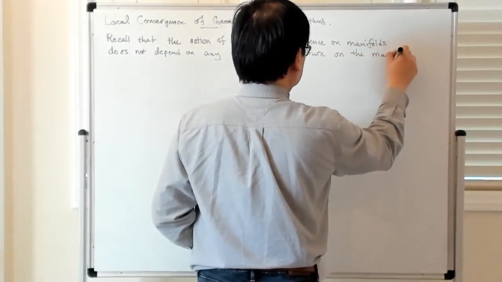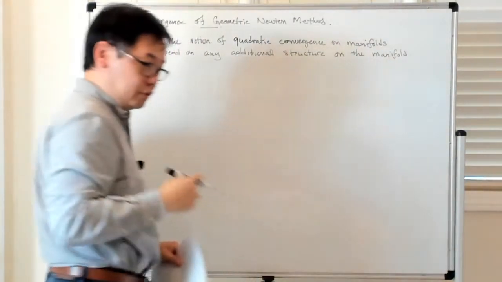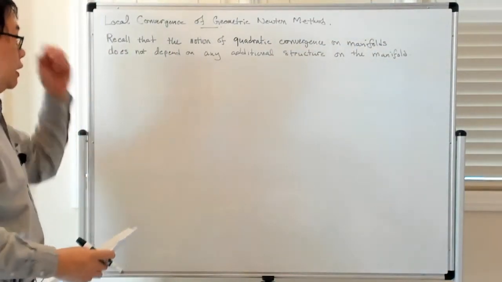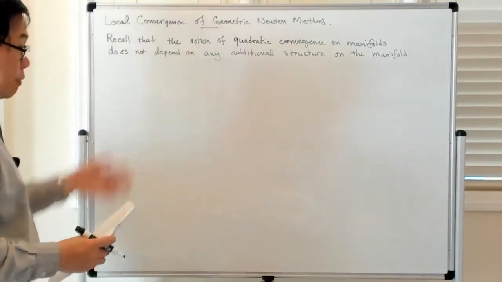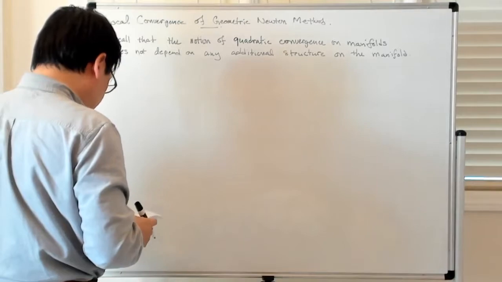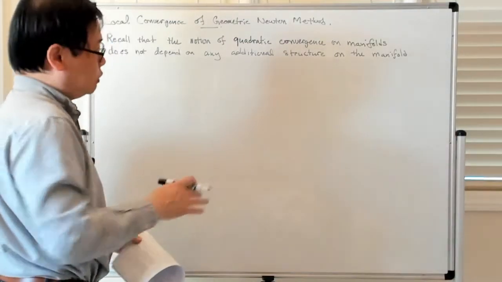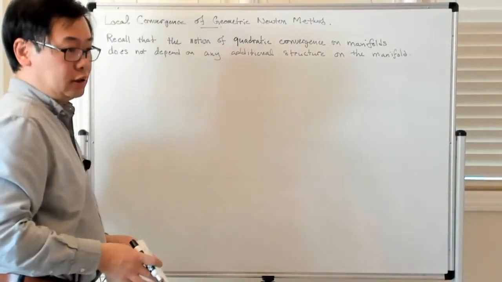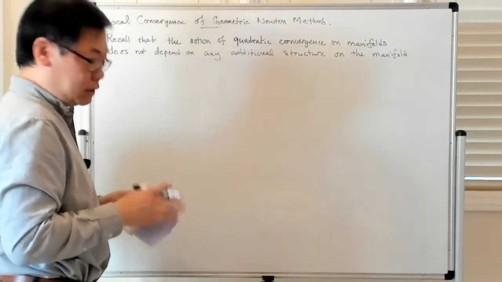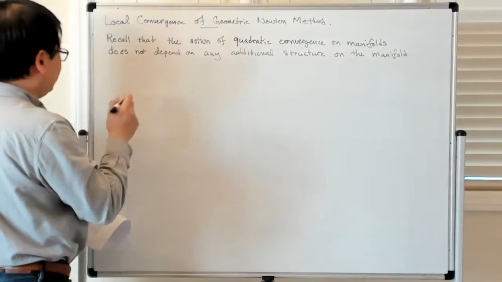Whereas in contrast, if, for example, we were just trying to prove linear convergence, you would actually need to pick, say, a Riemannian structure inside a manifold. So in light of this observation, which we discussed previously, we're not going to make any additional assumptions on the manifold. So let me first state a lemma.